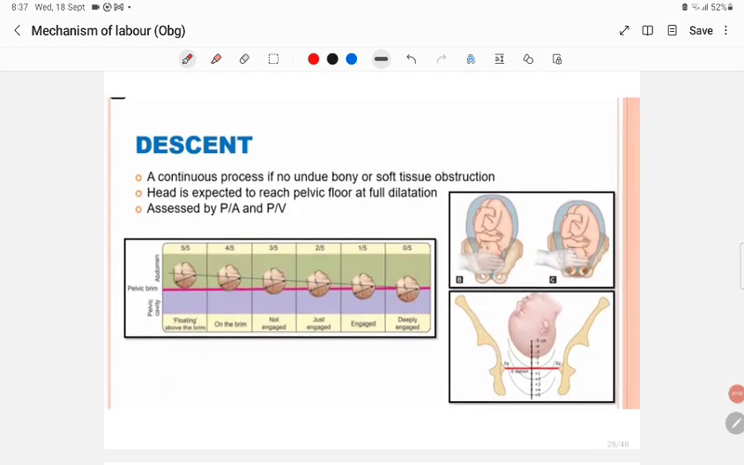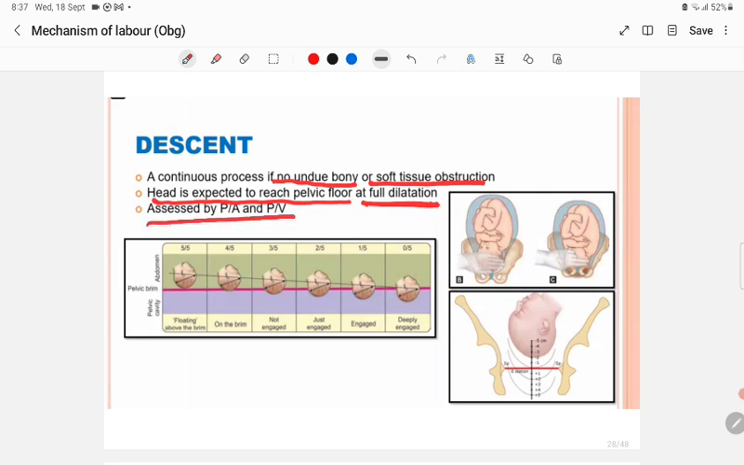Then descent. First is engagement, then descent. Descent is a continuous process if there is no undue bony or soft tissue obstruction. If there is no bony or soft tissue obstruction, then descent is a continuous process. The head is expected to reach the pelvic floor at full dilatation.